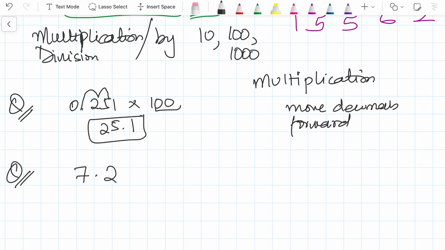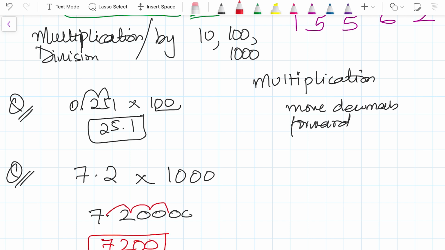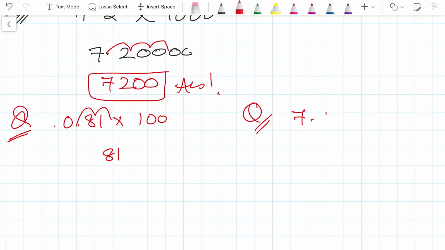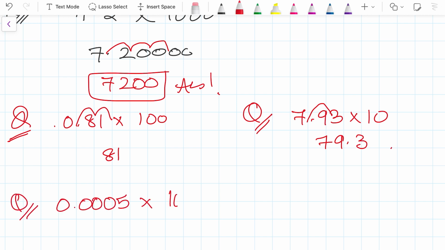Let's do another one. Now 7.2, there are zeros at the end because there are no other numbers. Now we have to move 3 decimals forward. 1, 2, 3. So my answer becomes 7200. Now next is 0.81 multiply by 100. 1, 2, 81. 7.93 into 10. Just 1 decimal forward. 79.3. 0.005 into 100. 1, 2. 0.05. Because this is what is left and there's a decimal here now.